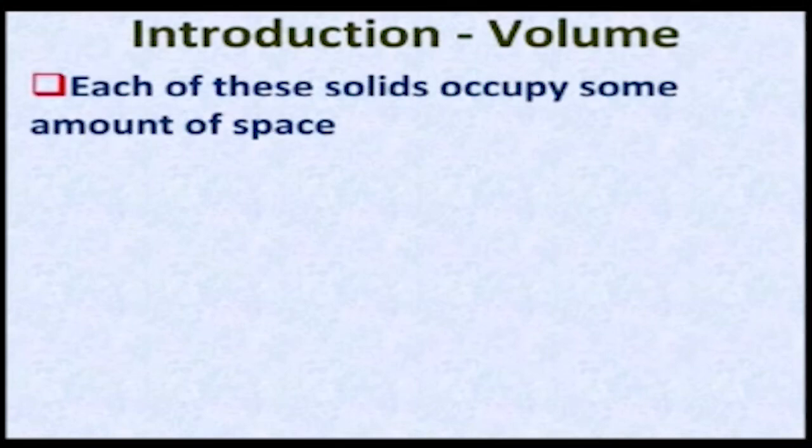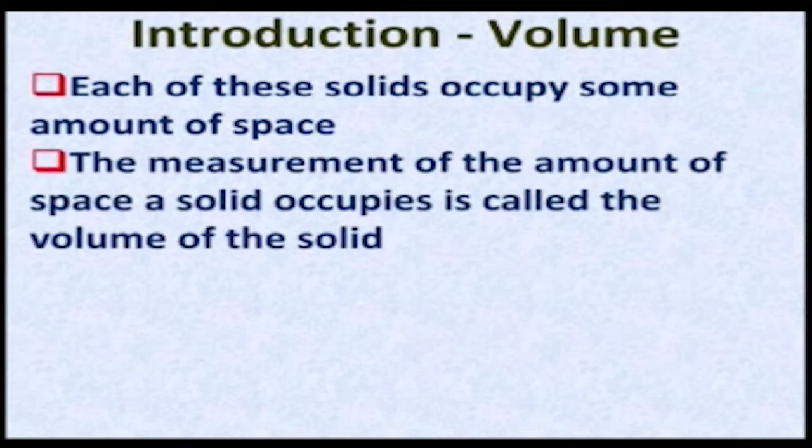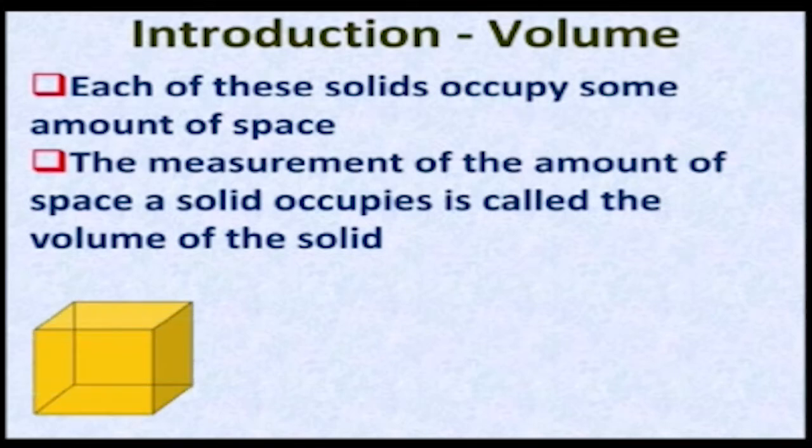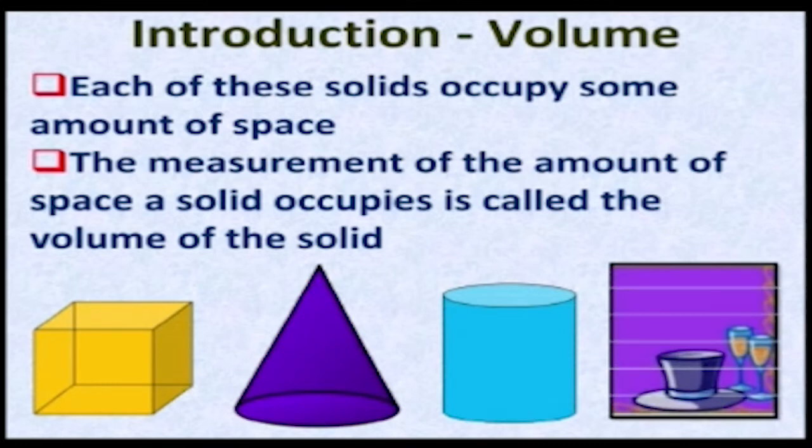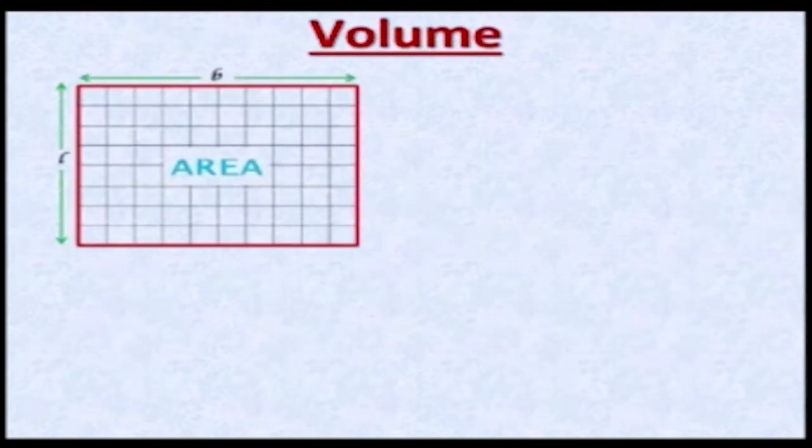Here, volume. Each of these solids occupies some amount of space. The measurement of the amount of space a solid occupies is called the volume of the solid. Here are a few examples of solids. Each of these solids occupies some space, right? So the measurement of the amount of space a solid occupies is called the volume of the solid, right? Volume.